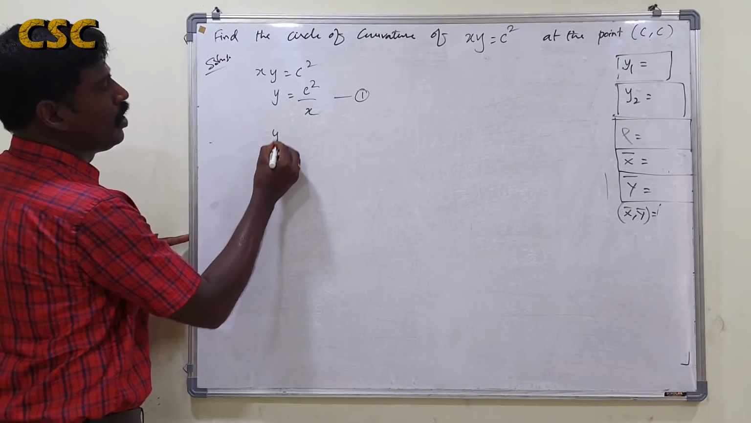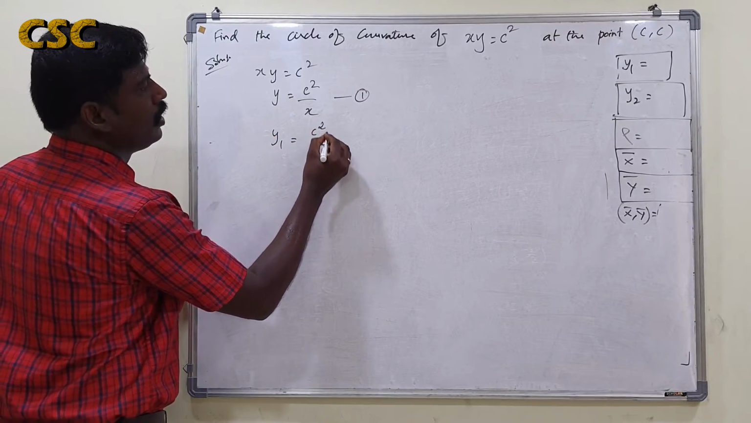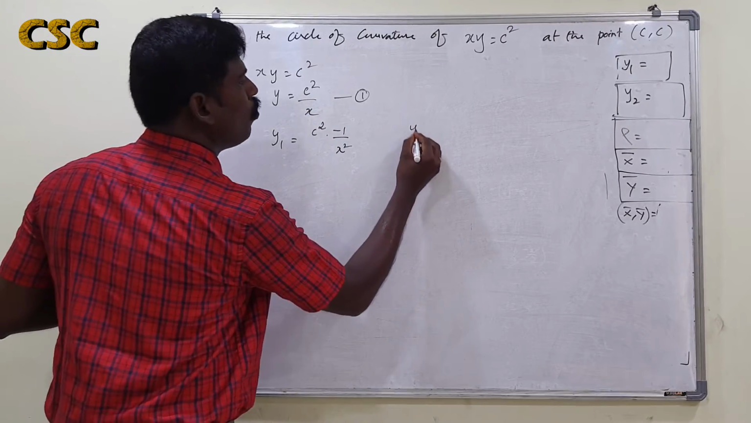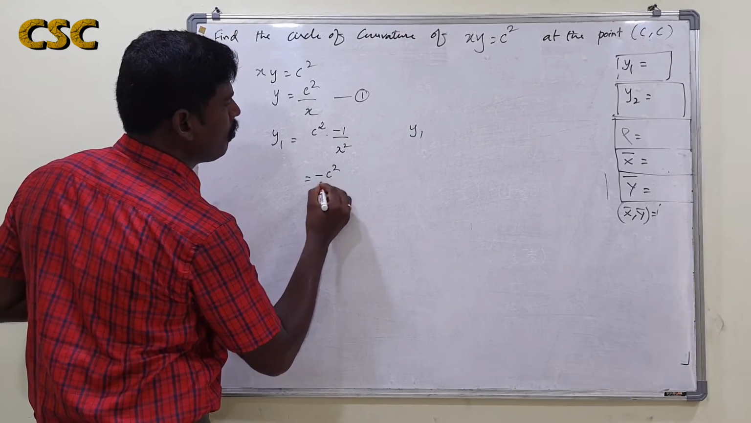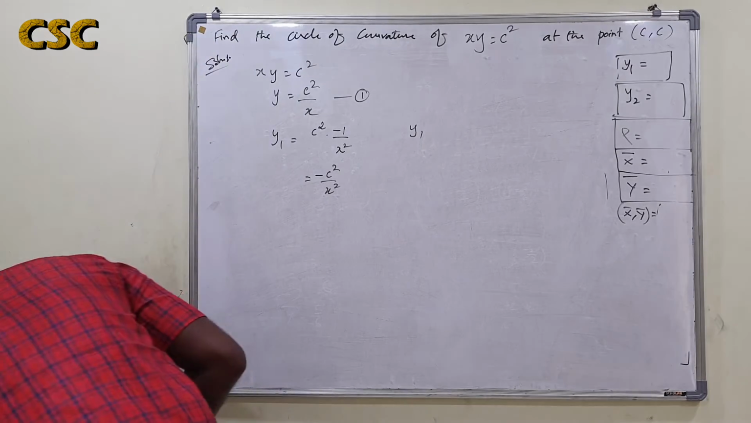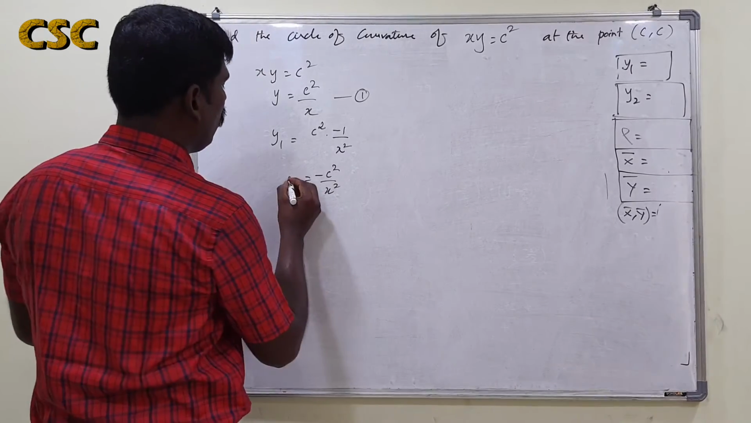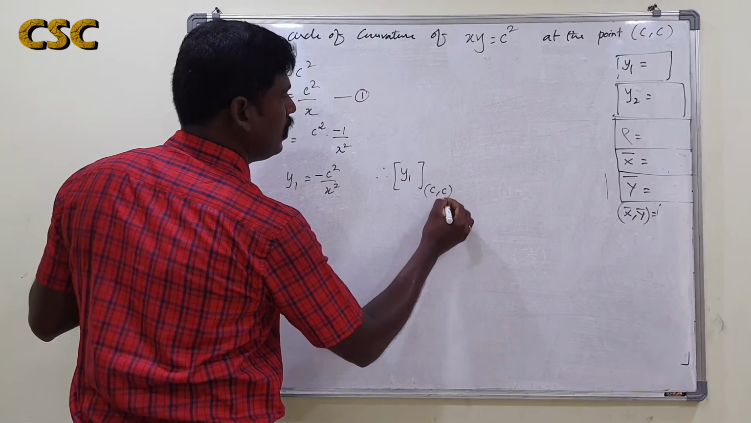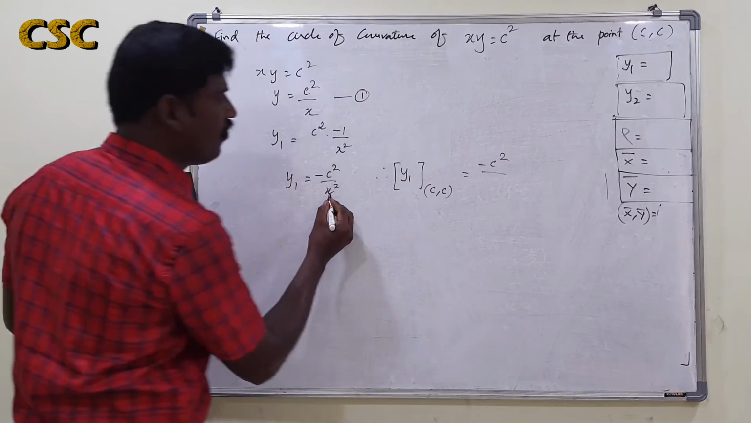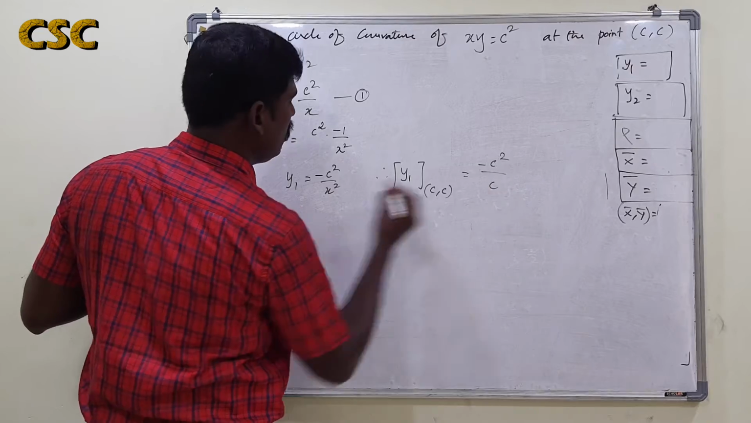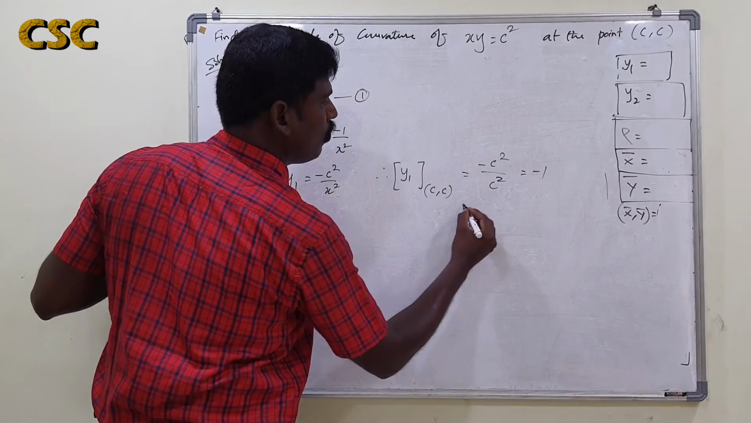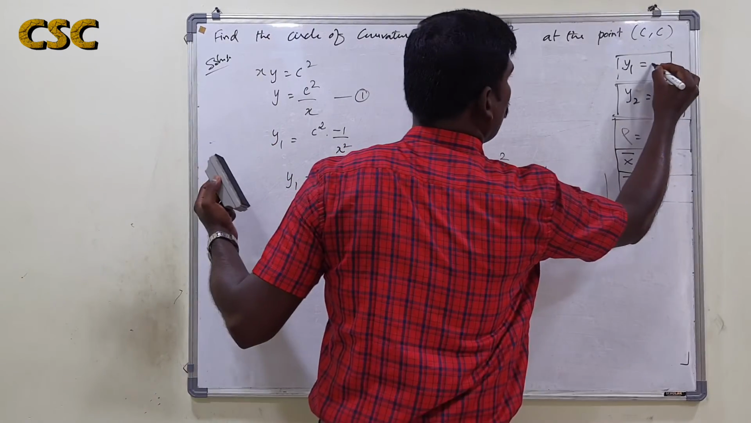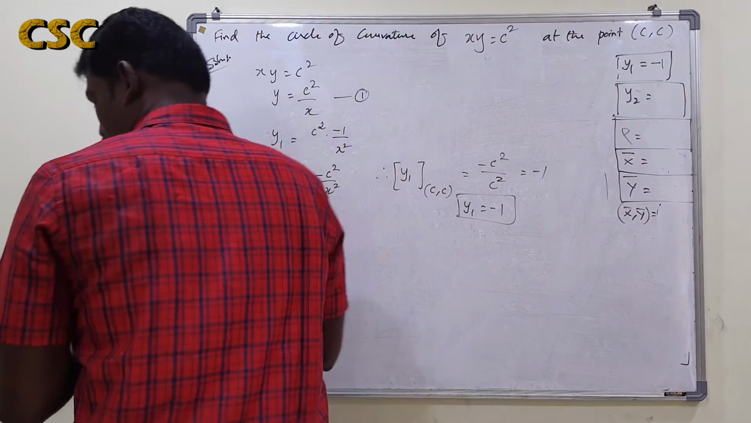Differentiate 1 with respect to x. y becomes y1, c square into 1 by x. The derivative of 1 by x is minus 1 by x square. So y1 is minus c square by x square. Therefore y1 at the point c, c is equal to minus c square by the value of x at the point, which is c, so c square. So that is equal to minus 1. So the value of y1 is equal to minus 1.